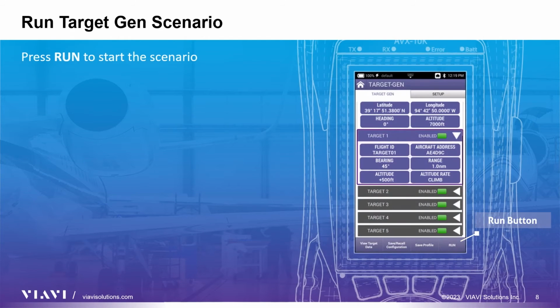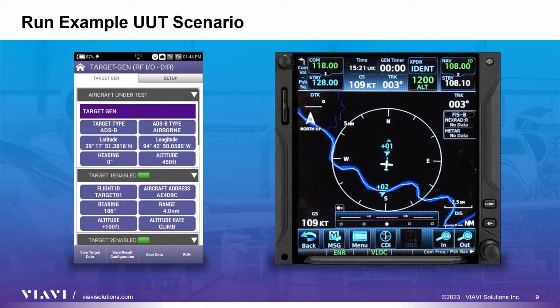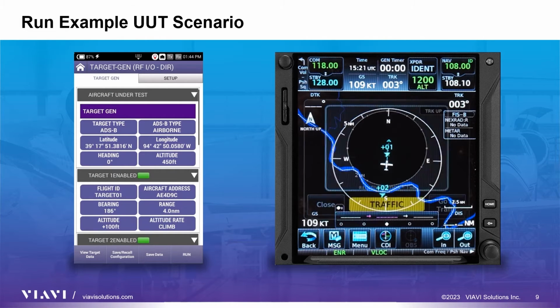Once everything is set up, press the Run key to start the scenario. If the aircraft is configured properly, all targets should be displayed on the aircraft under test. There is not much to see on the AVX itself, other than to verify that the transmit and received lights are flashing. Once satisfied that the aircraft unit under test is operational, press Stop to complete the test. This is an example of the aircraft under test with target generation and a simulated flight path.